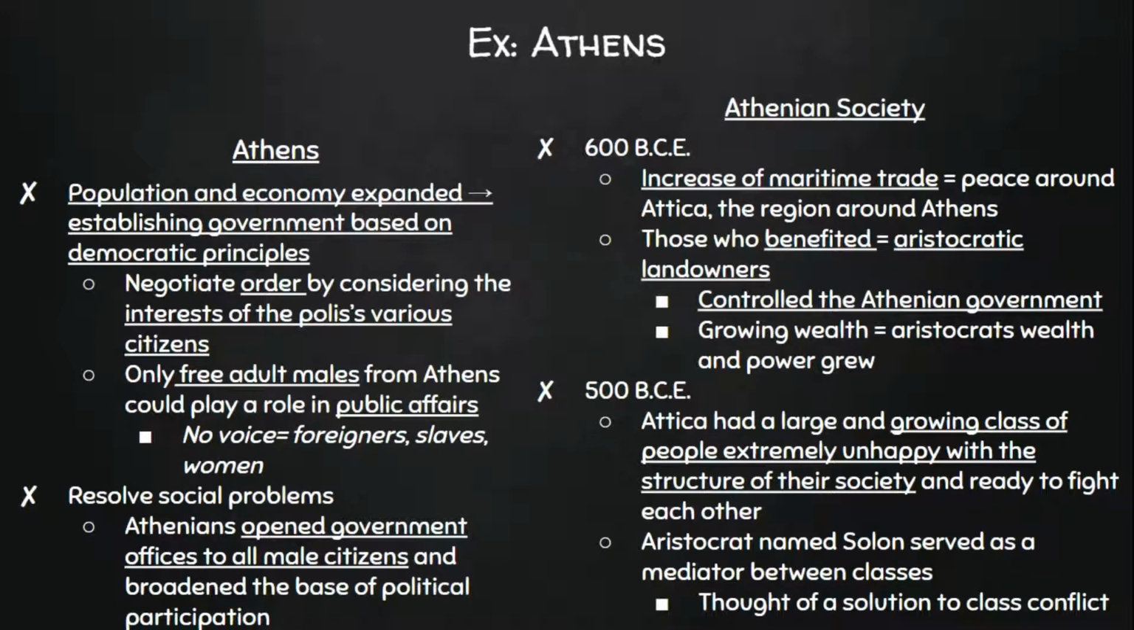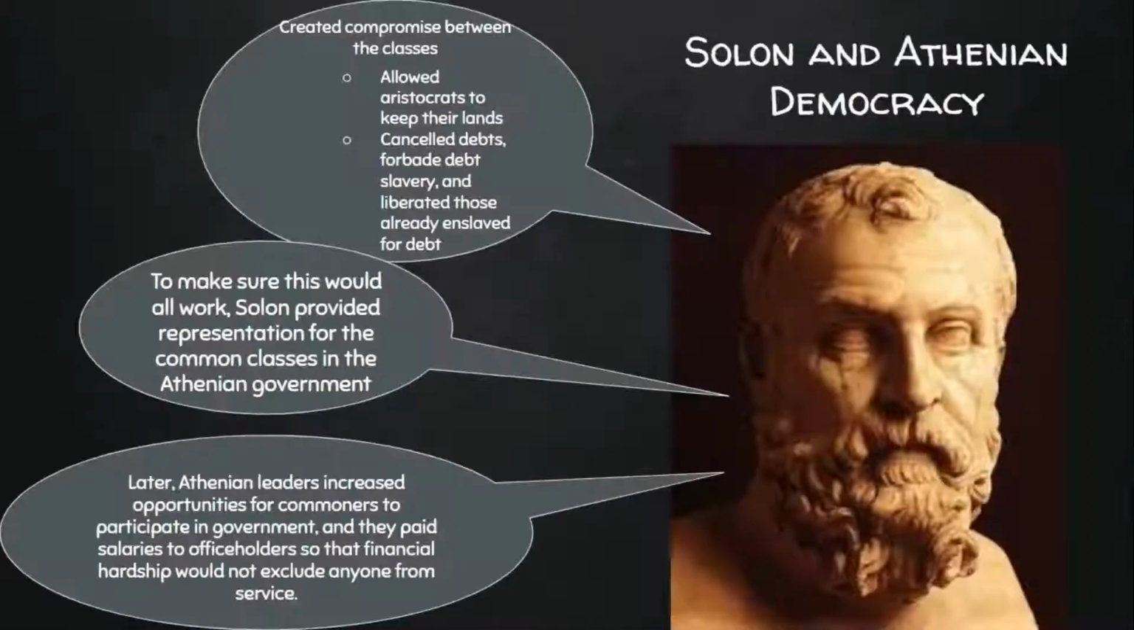And by 500 BCE, Attica had a large and growing class of extremely unhappy people with the structure of their society, and they were ready to fight each other. Well, there's one aristocrat named Solon who served as a mediator between the various classes, and he thought of a solution to this class conflict. This is him right here.